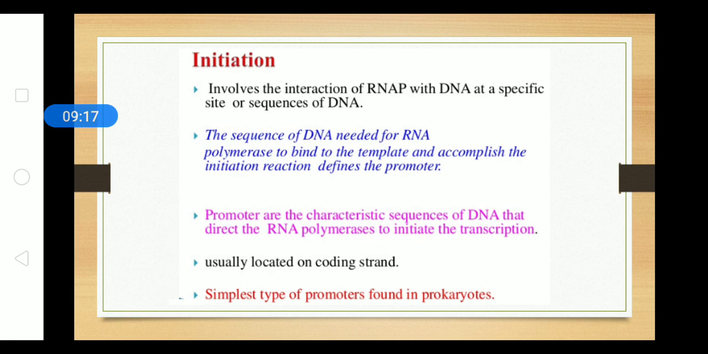Now, let us discuss initiation in detail. What happens in initiation is that after the alpha, beta, omega, sigma and beta prime components of the RNA polymerase combine together to form an activated RNA polymerase, they bind to the specific site of DNA. The promoter helps in the recognition of the characteristic sequence of DNA from which the process is to start, and it is usually located on the coding strand.